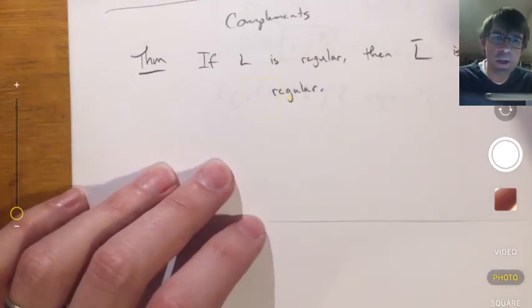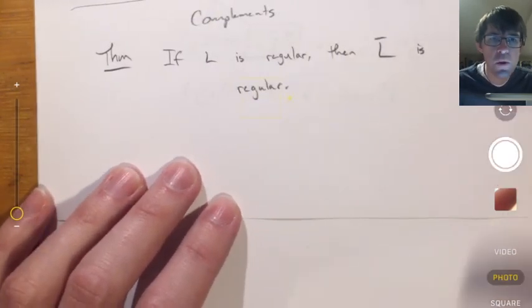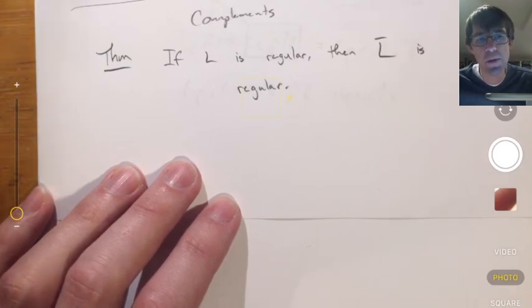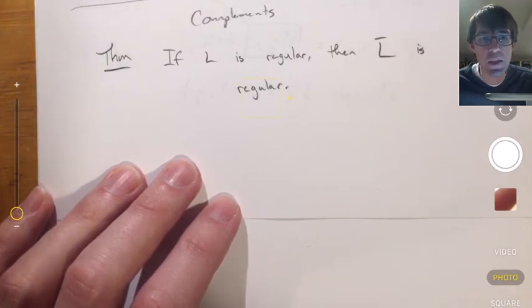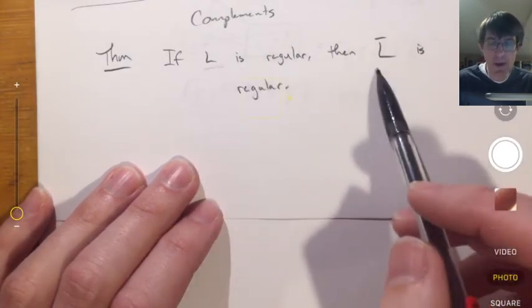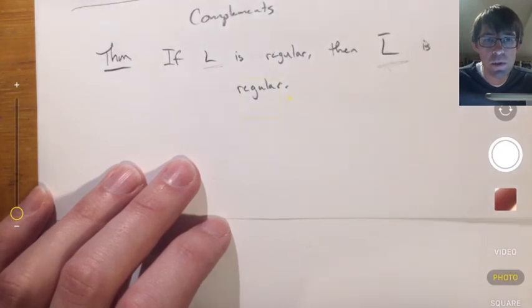You have to imagine you have a language which you know to be regular, and you would like to know if the complement is also regular. In terms of machines, it means that there is a DFA for L, and you want to know, is there a DFA for L complement? That is just all the strings which are not in L.